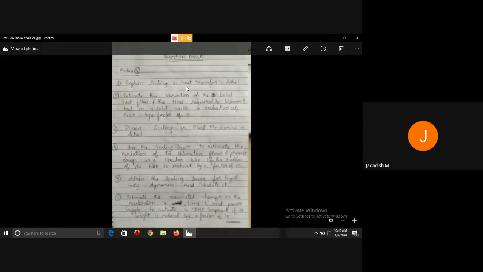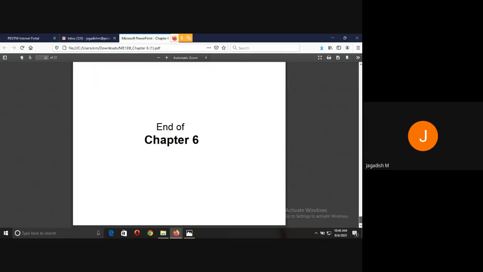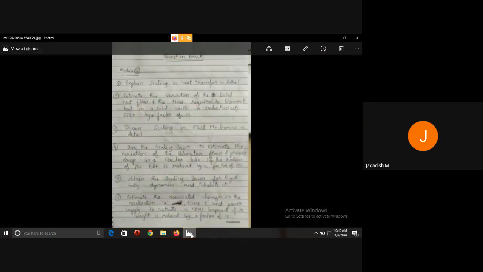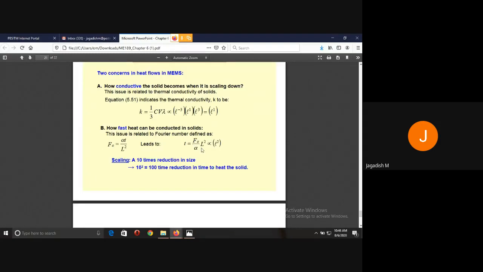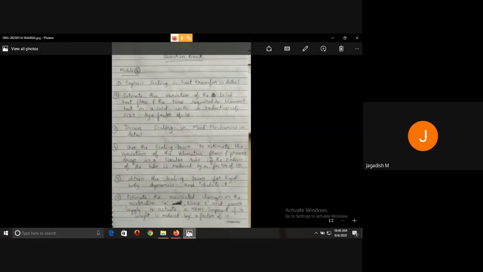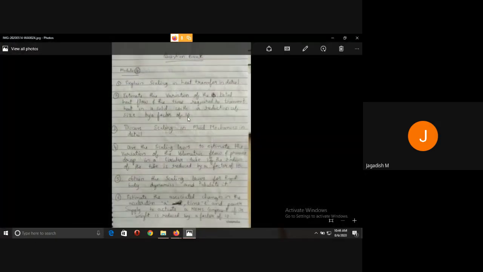You can observe here. Explain scaling in heat transfer, wherein you are required to write this. Then estimate the variation of the total heat flow. There is one solved problem. You just have to estimate the total heat flow of the time required to transmit heat. That is, the time required to transmit heat is given by T equal to F naught by alpha into L squared. You should be knowing that T is proportional to L squared. If the factor is reduced by 10, so it is 10 to the power 2. So 100 times the time will get reduced.